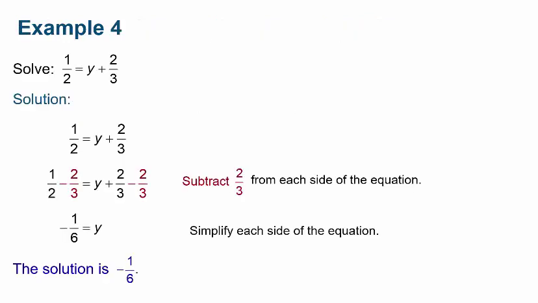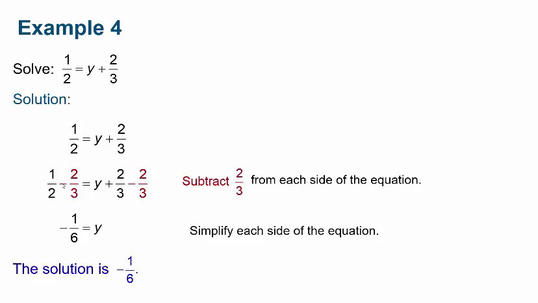All right, so let's look at this one. 1/2 is equal to y plus 2/3. So I have this plus 2/3 here, and what I want to do is get rid of it. So I'm going to undo addition by subtracting it. This plus 2/3 minus 2/3 goes away. They cancel each other out.